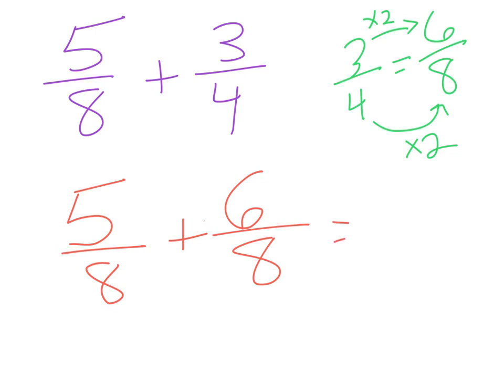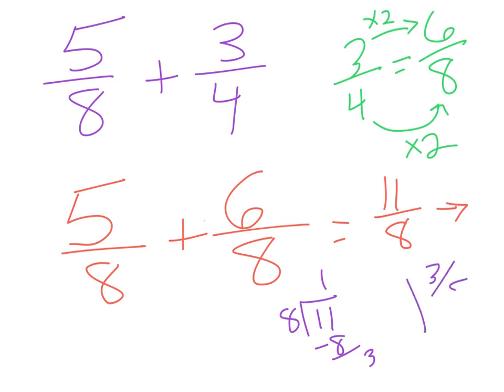Now I can go ahead and add these two together. 6 plus 5 gives me 11. 8 is my denominator. Remember, this is now an improper fraction, so don't forget to reduce it. I'm just doing this real quickly. 8 goes into 11 one time. Since 1 times 8 is 8, I subtract, and that gives me a remainder of 3. So my answer is 1 3/8.